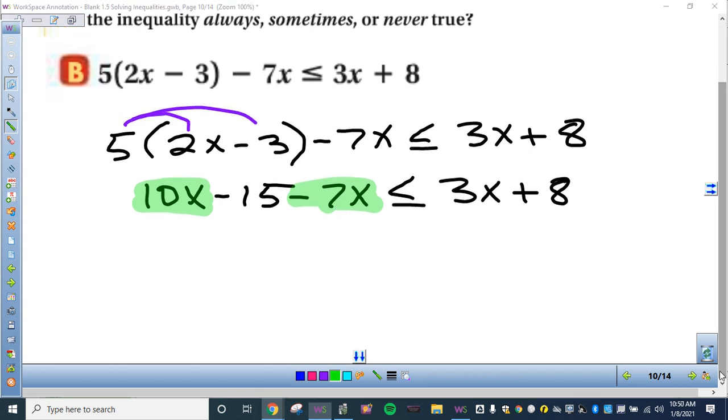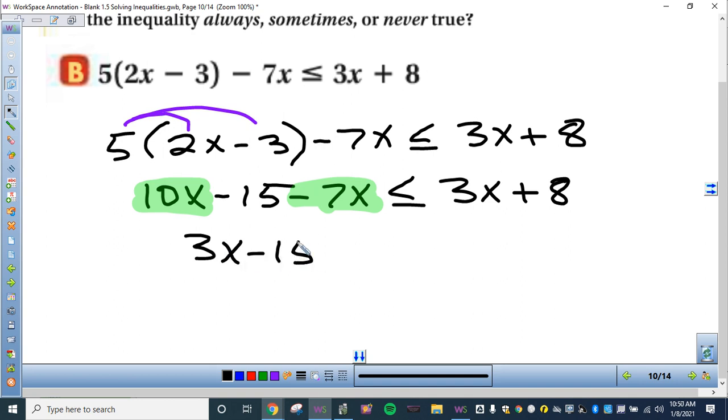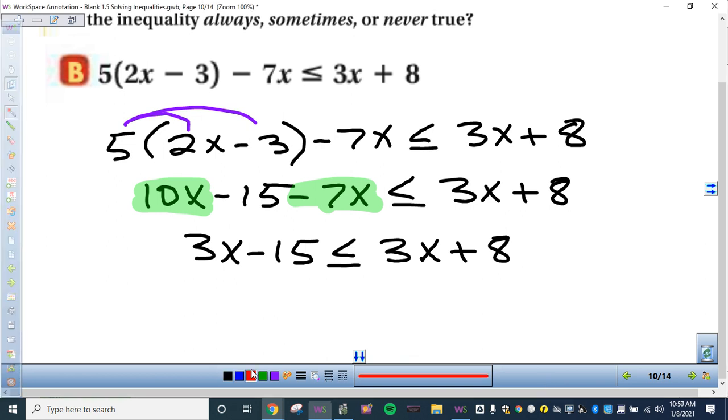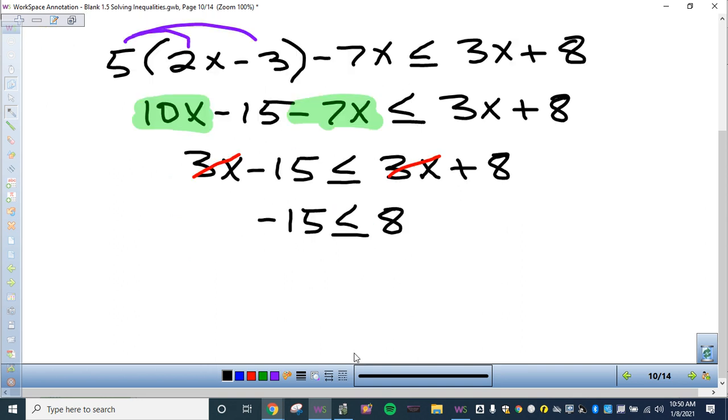So we can combine 10 minus 7 to get 3x. So we have 3x minus 15 less than or equal to 3x plus 8. You can see why I changed my mind, because that's a lot cleaner, right? If I subtract 3x from both sides, those cancel and I'm already done with the problem, essentially. Negative 15 is indeed less than positive 8. So that is always true. Is negative 15 less than 8? Yes. So, actually, I want to check one thing.